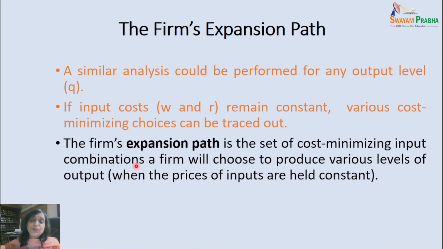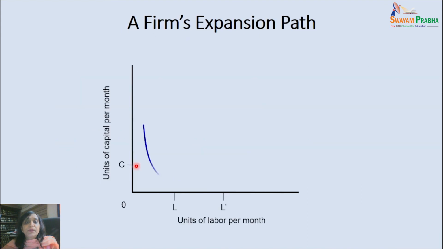For example, in one situation you had L star, K star. This is one combination which the firm can use if it wants to minimize the cost. Similarly, if it increases the level of output which it wants to derive, then it will get to a new equilibrium where you will get another combination of labor and capital. Then again, if it wants to expand, it will get another level of labor and capital where both isoquant and isocost are tangent to each other. When you join all these points, the curve which you get is called an expansion path.